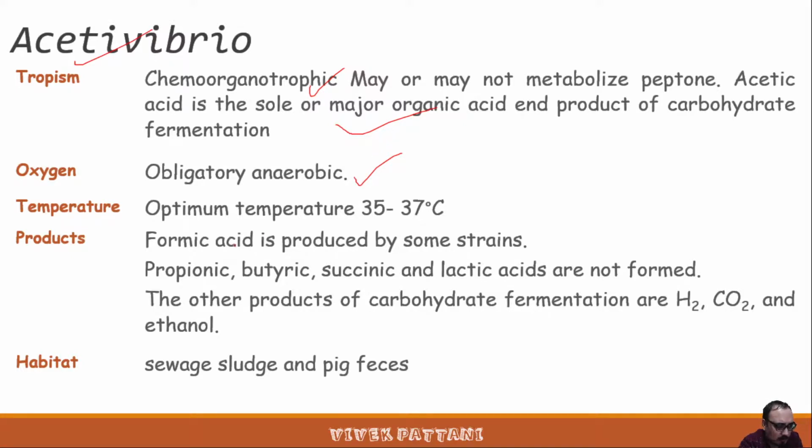Formic acid is produced by some of the strains, and propionic, butyric, succinic or lactic acids are generally not formed. These propionic and butyric acids are found in various other fermentations also. The other products of carbohydrate fermentation are hydrogen, carbon dioxide, and even ethanol, and they are found in sewage, sludge, and also in pig feces.